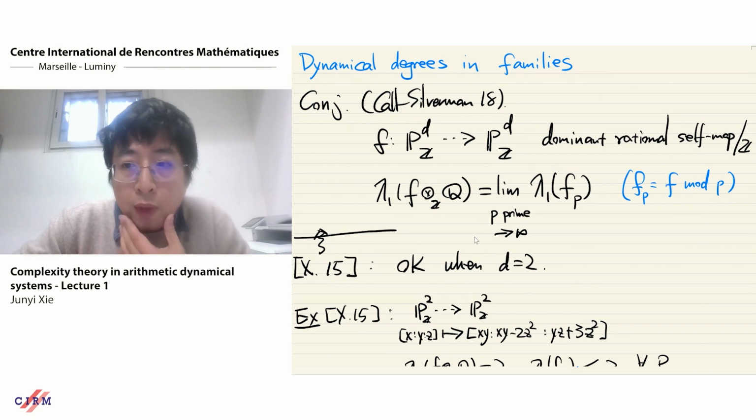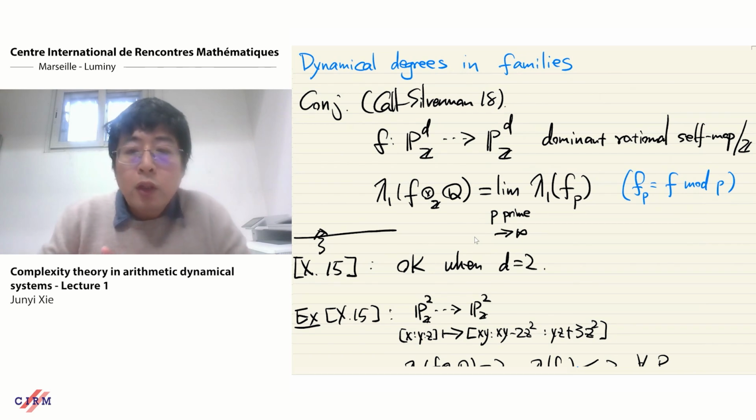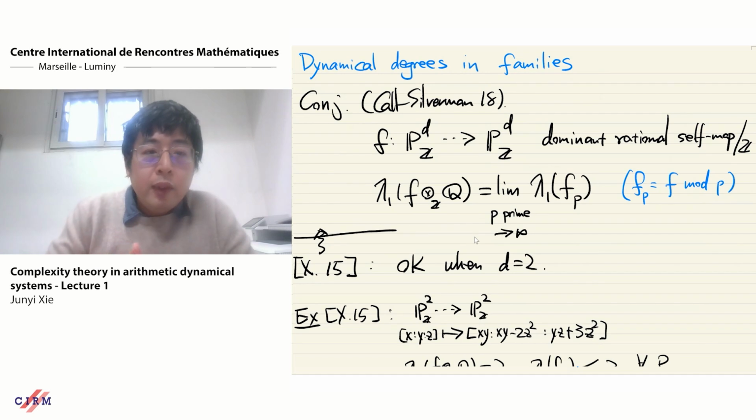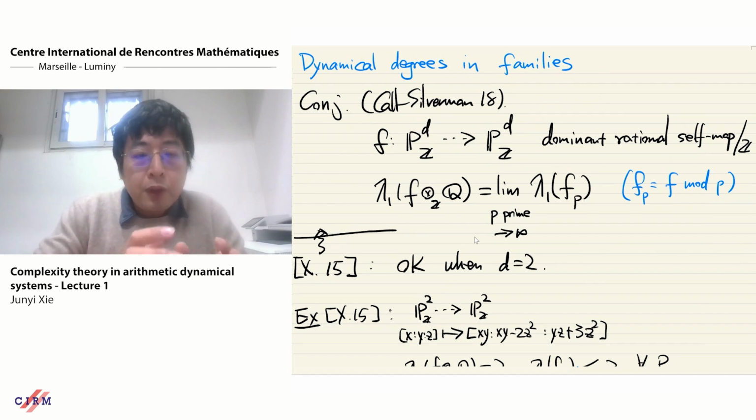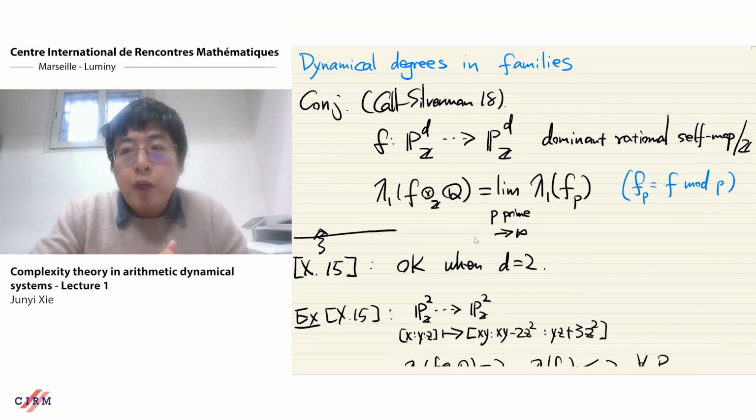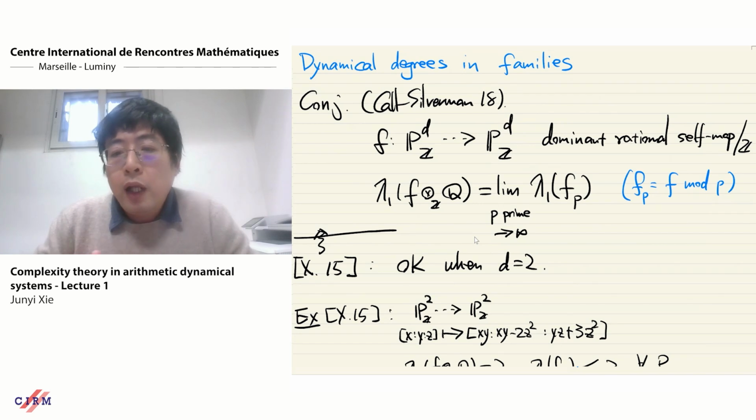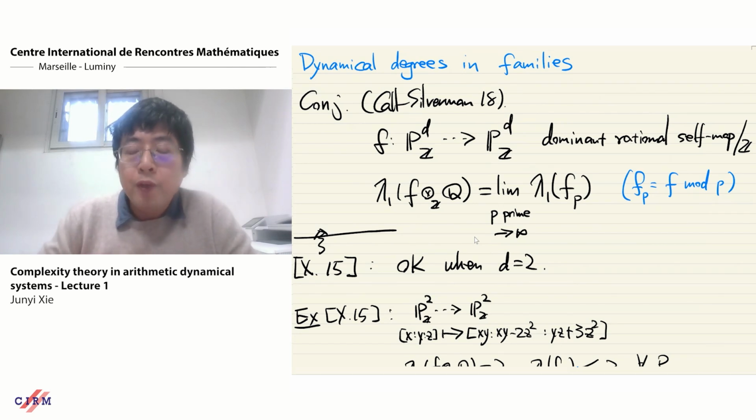They say that if F is a dominant rational self-map on P^d, having integer coefficients, then they conjecture that the first dynamical degree of F in the generic fiber is equal to the limit of the first dynamical degree of F_p. Here, F_p is the specialization of F at some prime p.